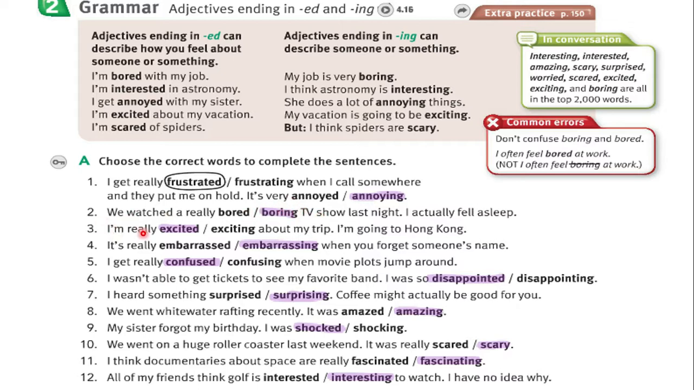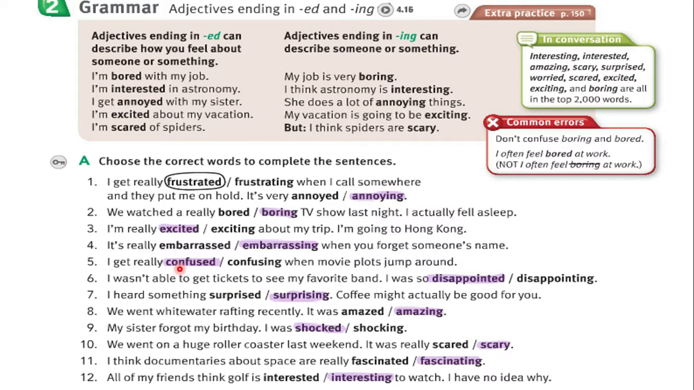Number 3, I'm really excited about my trip. I am going to Hong Kong. So I am excited, it means how I feel about the trip. Number 4, it is really embarrassing when you forget someone's name. We are using embarrassing. It is really embarrassing when you describe the situation. It is embarrassing, okay?